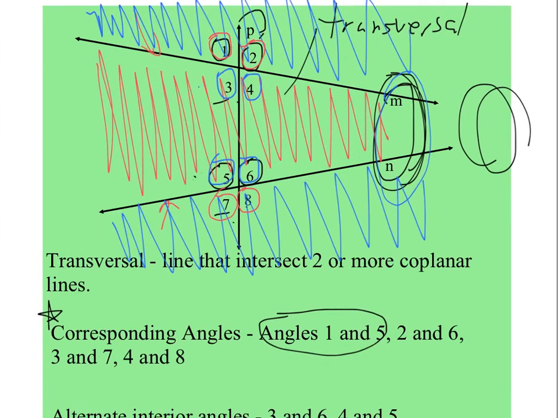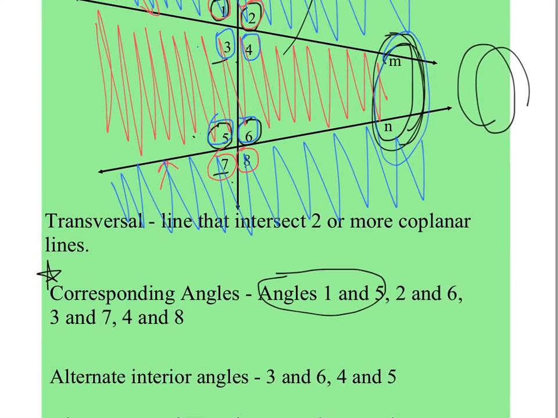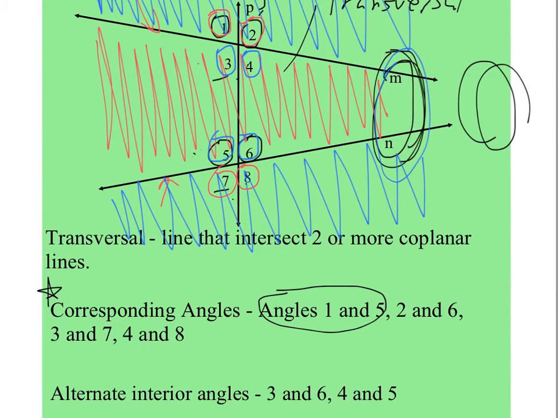And finally, we have what we call consecutive or same side interior angles. Let's do this in green. They would be interior to our two lines and on the same side of the transversal. So 3 and 5 are same side interior, and 4 and 6 are same side interior. So understand how these things get named, and you'll practice that tonight. In fact, I'll throw it up here and have you practice.